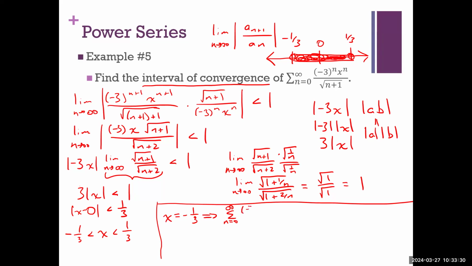So it'll be (-3)^n times (-1/3)^n over radical n plus 1. Can I simplify that at all? What's (-3)^n times (-1/3)^n? That's 1 to the n, which is always going to be 1. So basically I have 1 over radical n plus 1. Do I know what this series does?